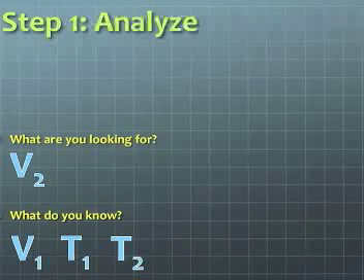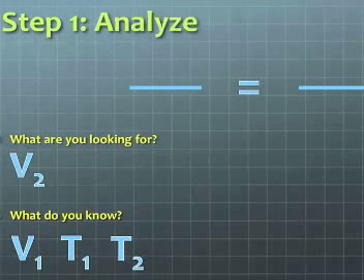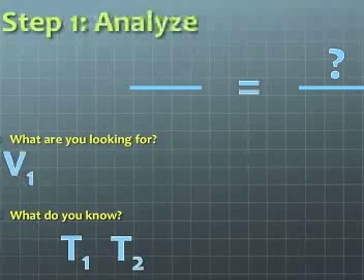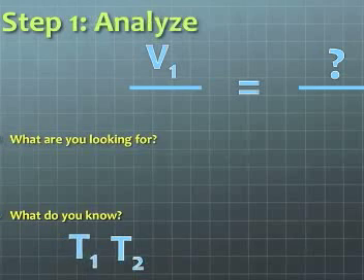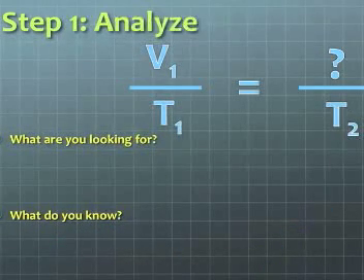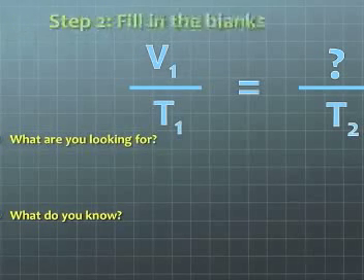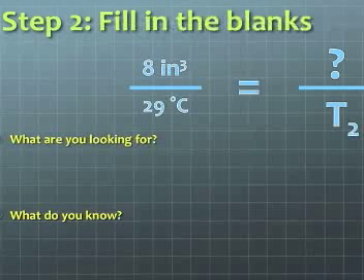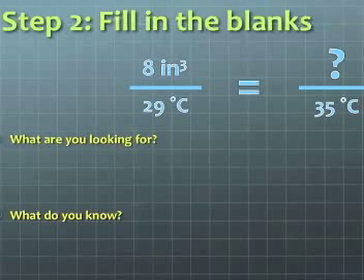Okay, so we want to go ahead and put all of our values into our equation. The volume 2 is our unknown. We have volume 1, temperature 1, and temperature 2. So we substitute and fill in those blanks. We know we have 8 inches cubed, 29 degrees Celsius as our initial temperature, and our temperature 2 is 35 degrees Celsius. Now we have our equation and we are ready to solve.